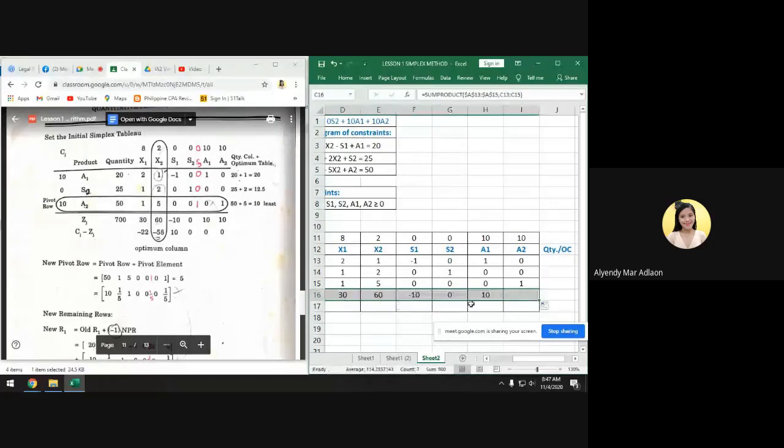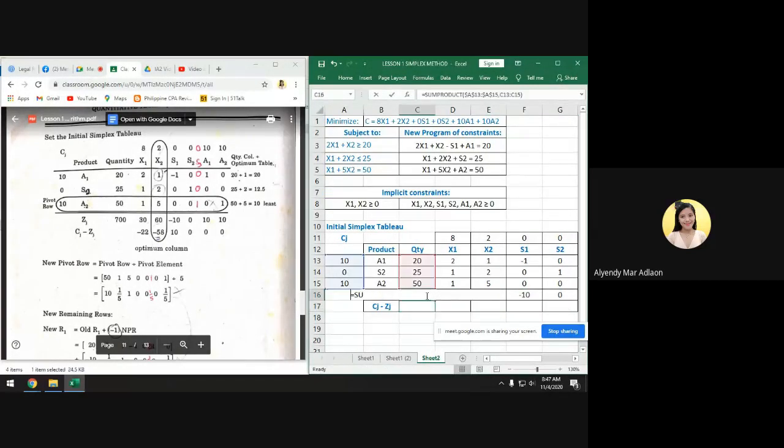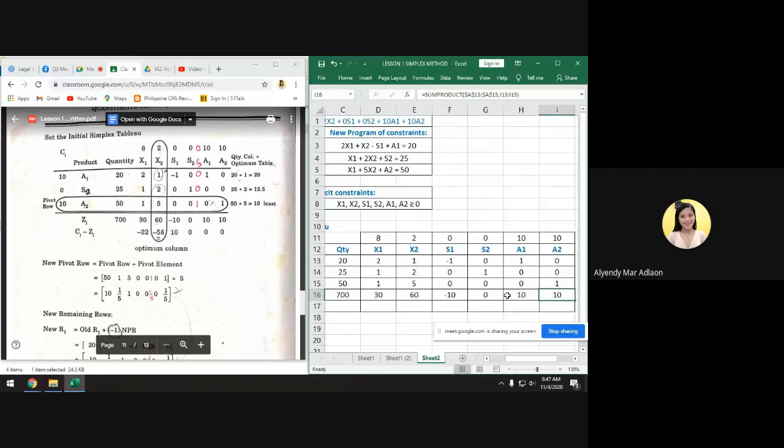Okay? We can drag it until the last one. Alright, so unsa ito'y formula ani? Again, 20 times 10 plus 0 times 25 plus 10 times 50. Also here, under x sub 1, 10 times 2 plus 0 times 1 plus 10 times 1 equals 30. And then here, 10 times 1 plus 0 times 2 plus 10 times 5, and we will get 60. And then you follow the same procedure until the last column.